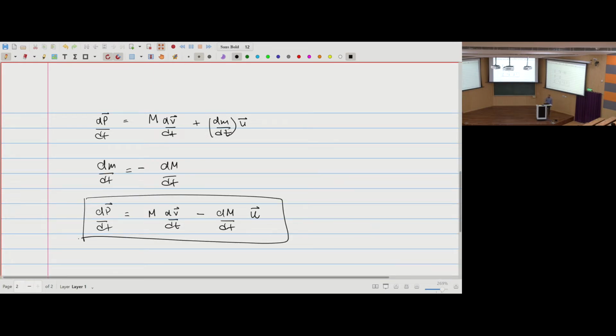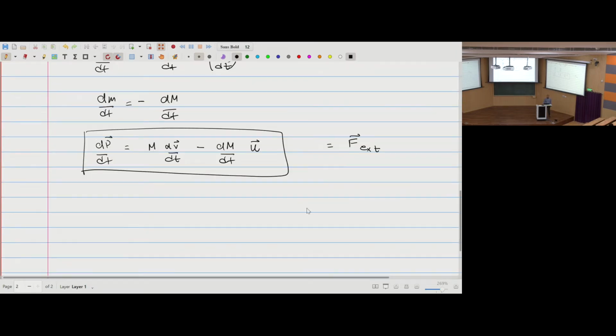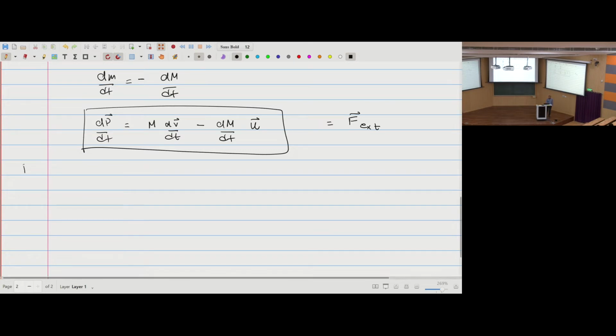So this is the time rate change of the momentum of the system. This is equal to the external force acting on the system. Let's apply it to a problem to understand this better, to develop some intuition for this expression that we have derived. So let's say you have a rocket in space.